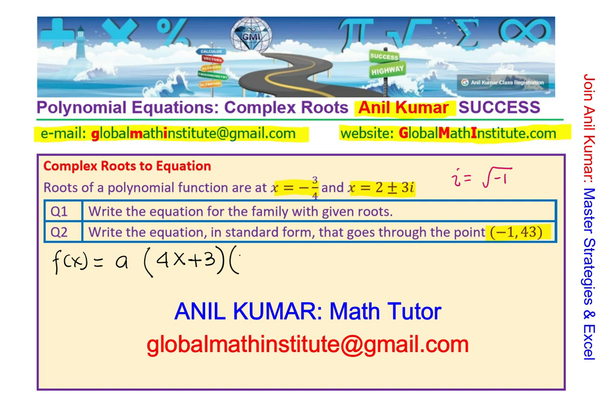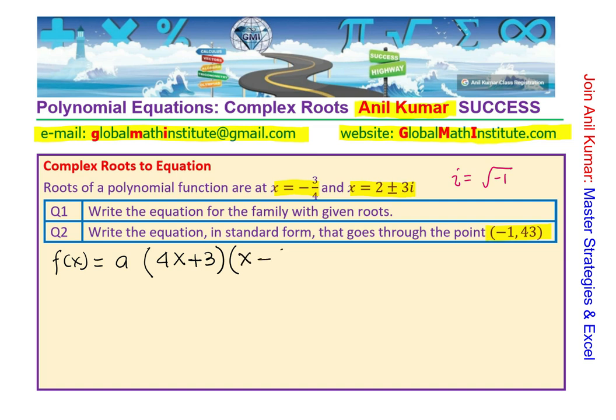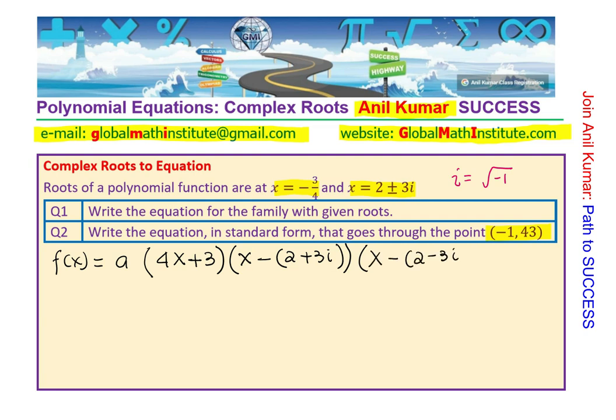So we can write the factors as x minus (2 plus 3i), and the third factor will be x minus (2 minus 3i). Every root given to us with multiplicity of 1, in this case, will have that many factors, so x minus a. Now the idea is to simplify it.